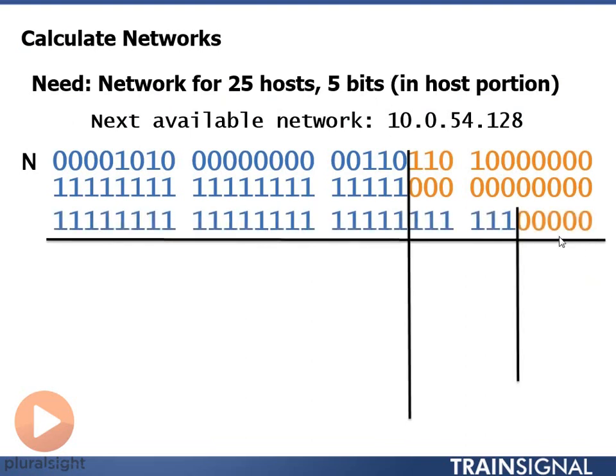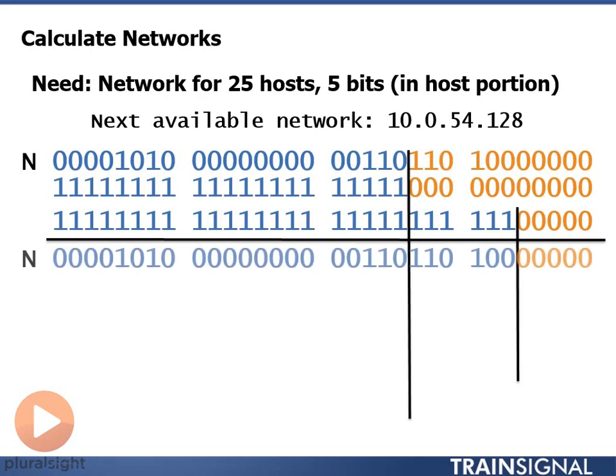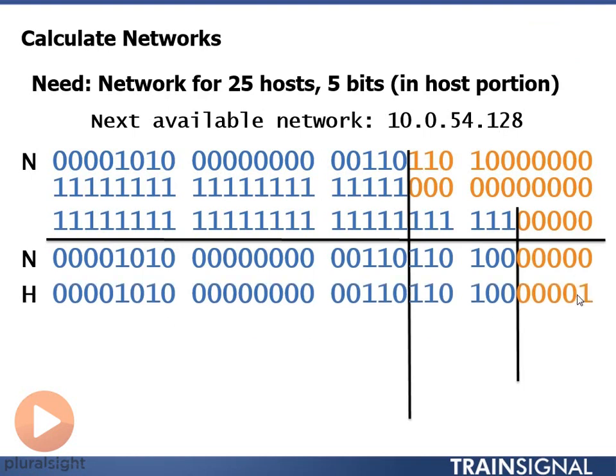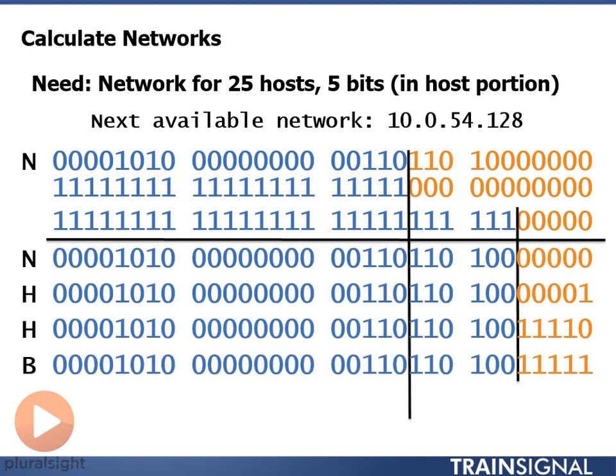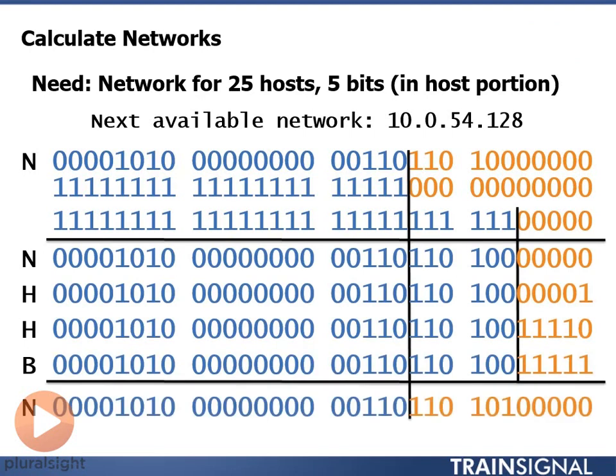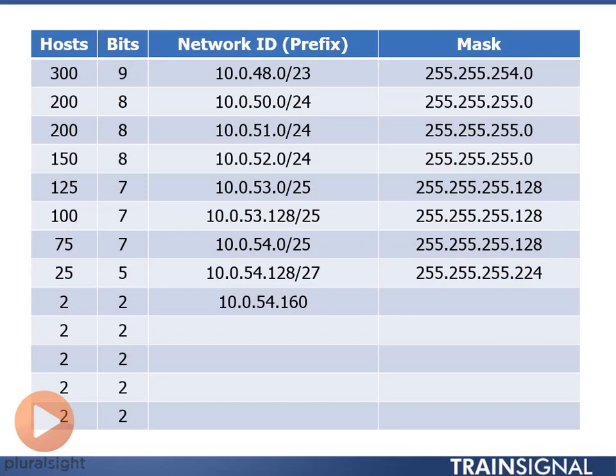So to do that, we count off 5 bits in our host portion. We make the rest of the bits network portion. This gives us a mask now of slash 27. So our network address, 10.0.54.128/27 is our new network address. We find our first host, our last host, and the broadcast address. Add one to our broadcast address, and that tells us our next available network. We can now convert this to decimal and put it into our chart.